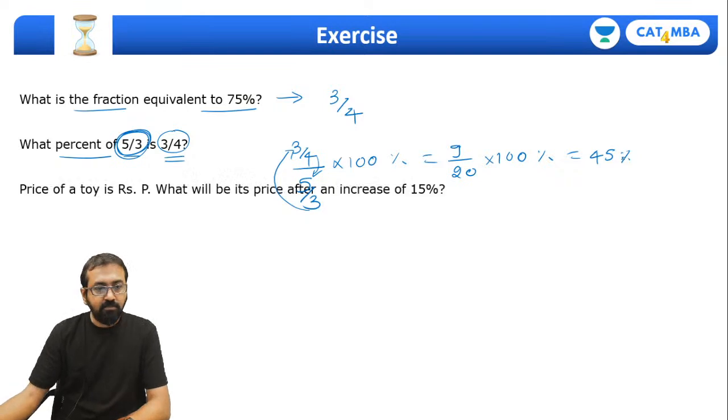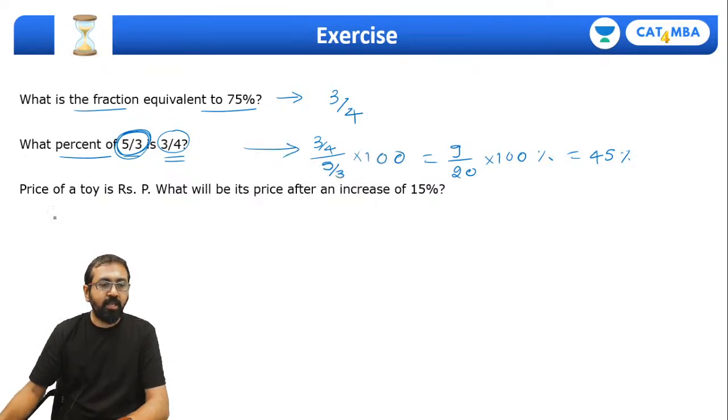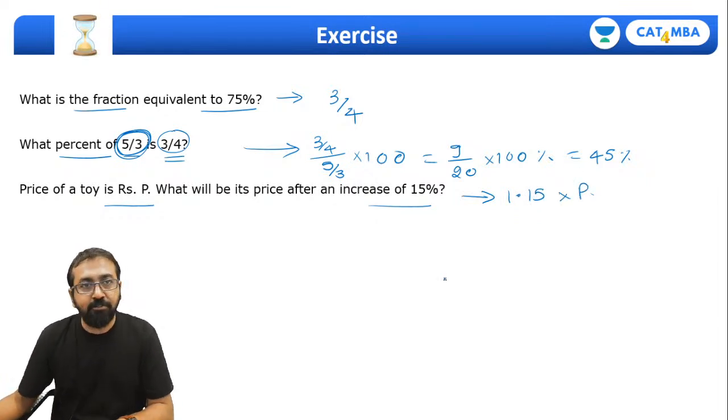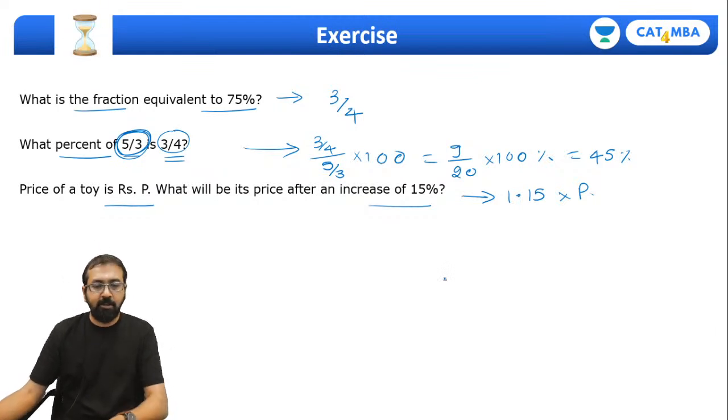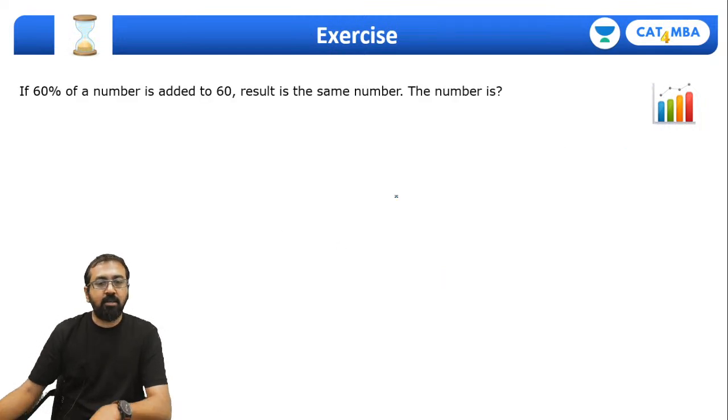Okay. Fine. Look at this question. So how will we solve this question? Just let me rewrite this thing: 3 by 4 upon 5 by 3 into 100. Okay, so the price of a toy is P. What will be its price after an increase of 15%? What is the multiplying factor for 15%? Can I say 1.15? So the price will be 1.15 into P, or you can say 1.15 P. Very simple, right? Okay. In fact, let's take one more question.